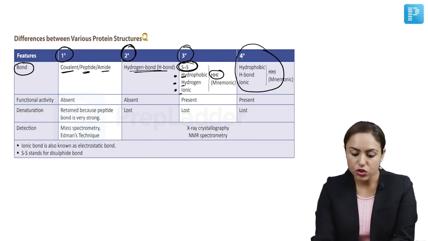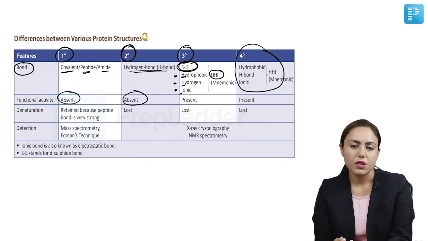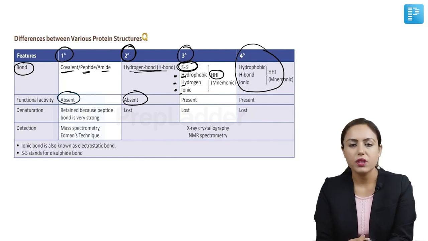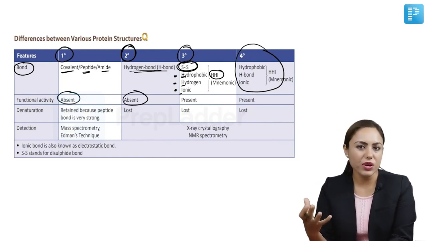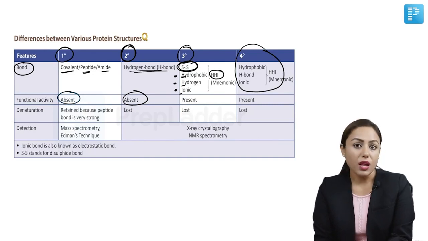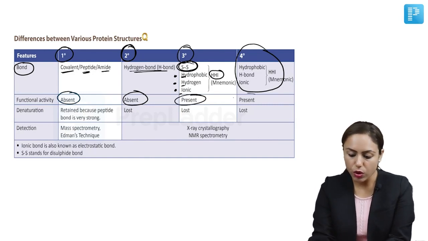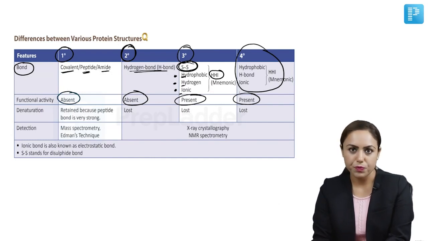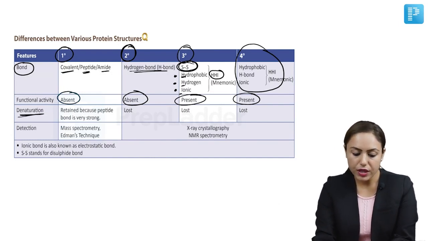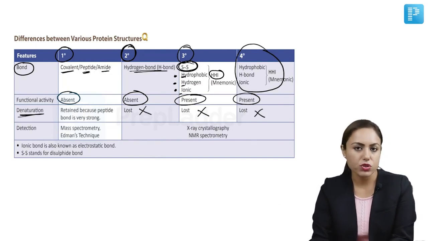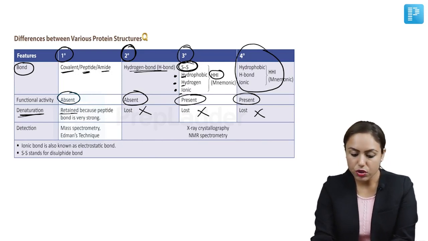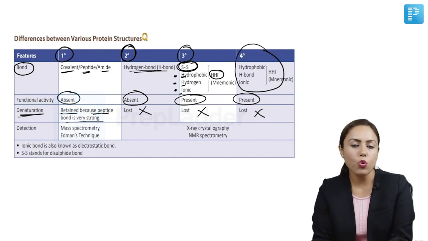Then next is functional activity. Primary and secondary structures cannot do function. They are not present in vivo also. They are breakdown products of proteins obtained in vitro, okay? Now the functional structure is tertiary or quaternary structure, right? They can do the function. Then the third point, on denaturation. On denaturation, secondary, tertiary and quaternary structure is lost, okay? But primary structure is retained because of the strong covalent peptide bond that is not broken on denaturation, right?